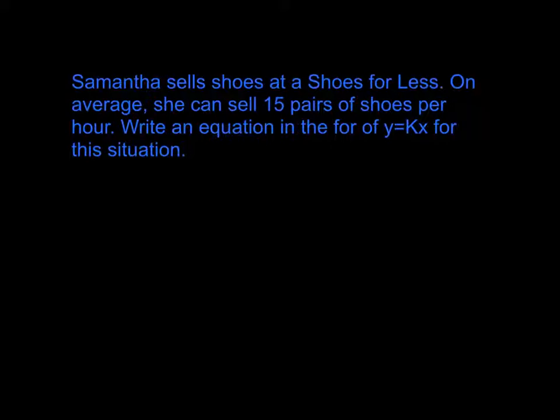Now go to the next sentence. On average, she can sell 15 pairs of shoes per hour. If I go back to the beginning of the video, I said another word for constant was average. So on average, she can sell 15 pairs. So I know that I need to underline that. 15 pairs of shoes on average. Average is another word for constant, for the letter k.